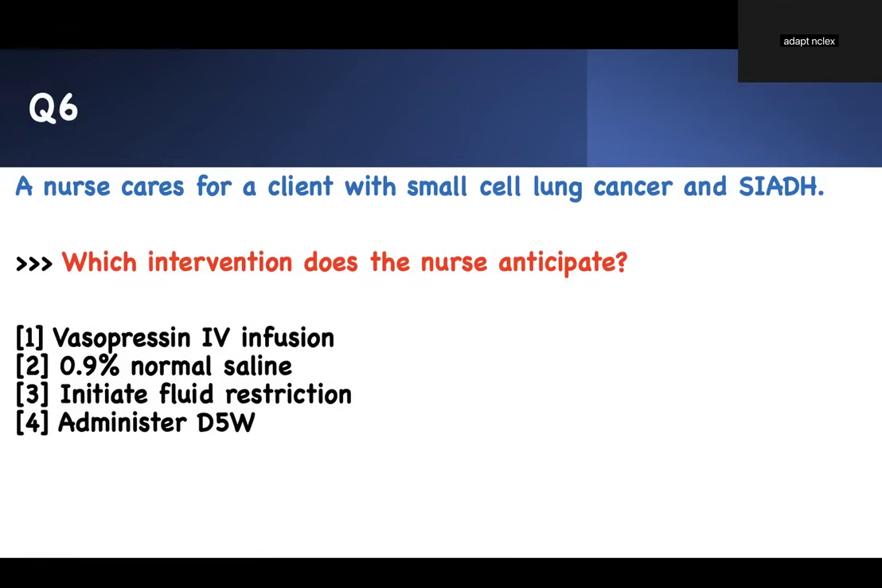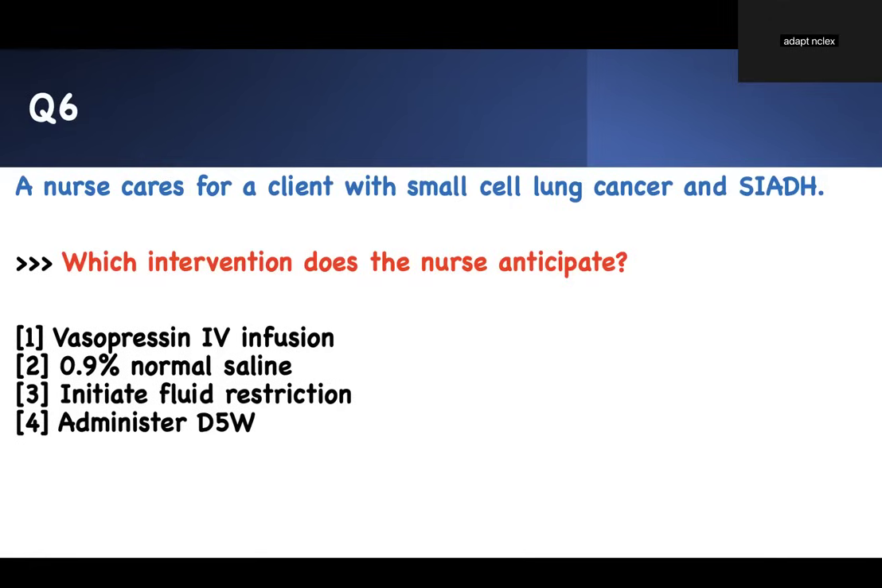That means you have too much ADH and you hold on to water. And therefore, what do you have? Dilutional hyponatremia. All the water will dilute your sodium. You gain weight. Your urine specific gravity is going to go high. Therefore, which intervention does the nurse anticipate? Vasopressin IV infusion, 0.9% normal saline, initiate fluid restriction, administer D5W.